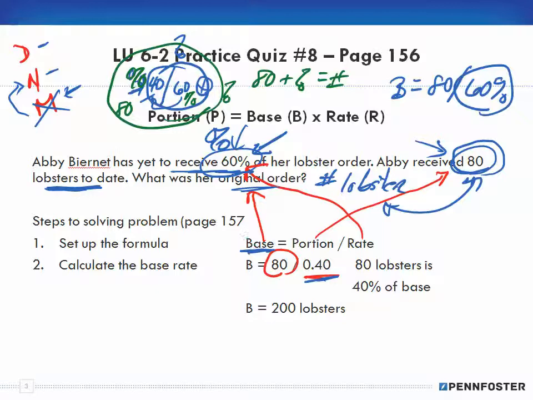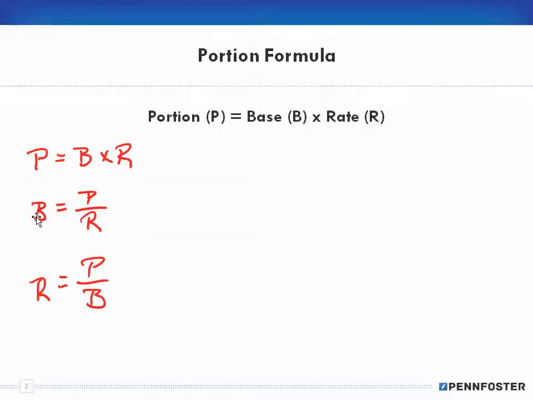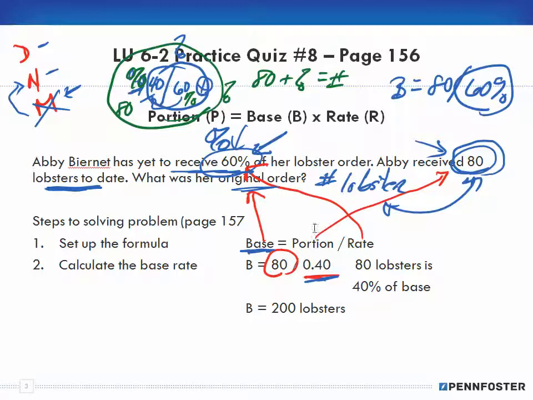Now again, if I want to figure out the base, I have to go back to the formula I memorized, or I have to do the math in order to arrive at that formula. Okay, and it's the portion divided by the rate. So that's what we have here. We have the portion divided by the rate. So I have 80 as the portion divided by my rate of 40%. 80 lobsters is 40% of the base.